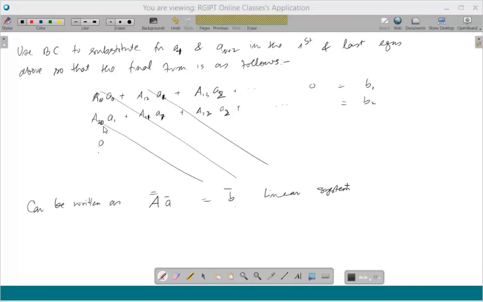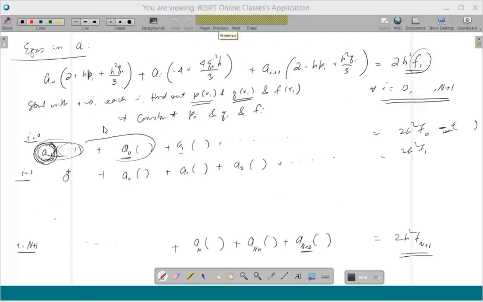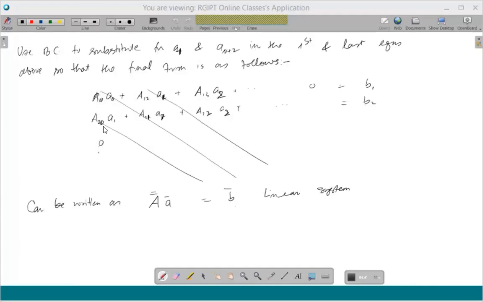Okay, so I'm going to do a little bit of exercise here. The exercise is just to do this calculation, do this substitution, and eventually find out the form of the elements of A and B. And then you are all set.